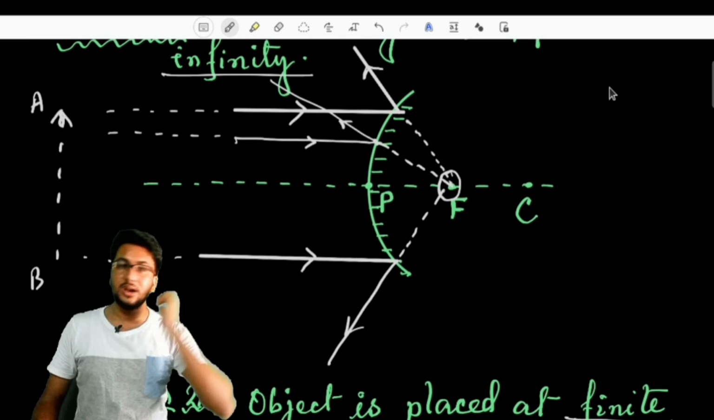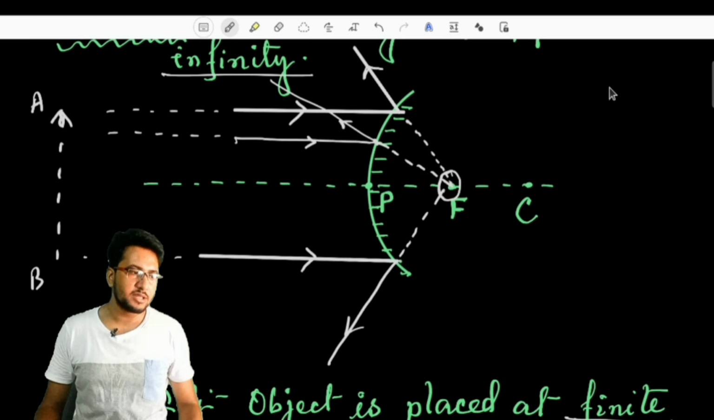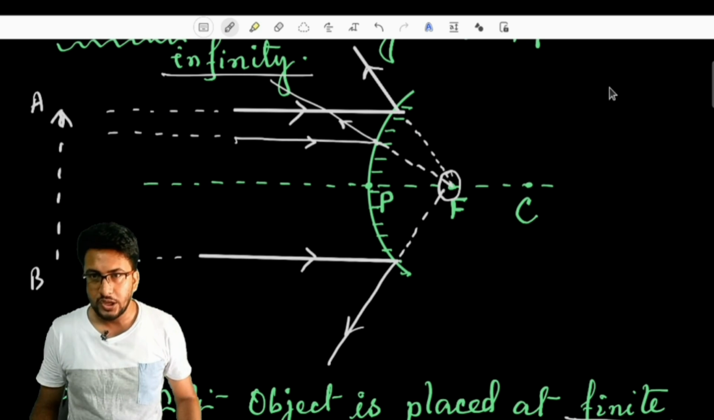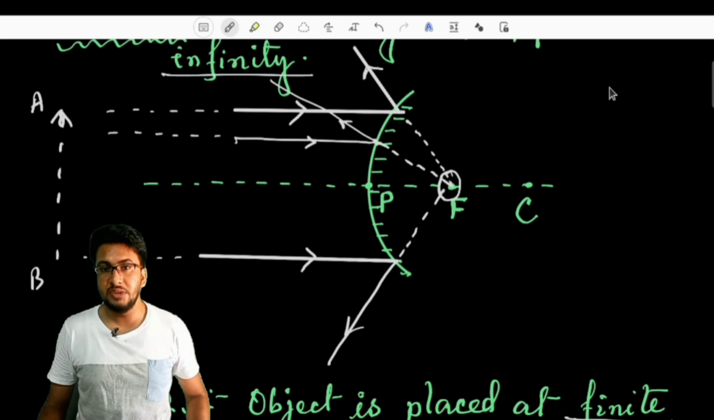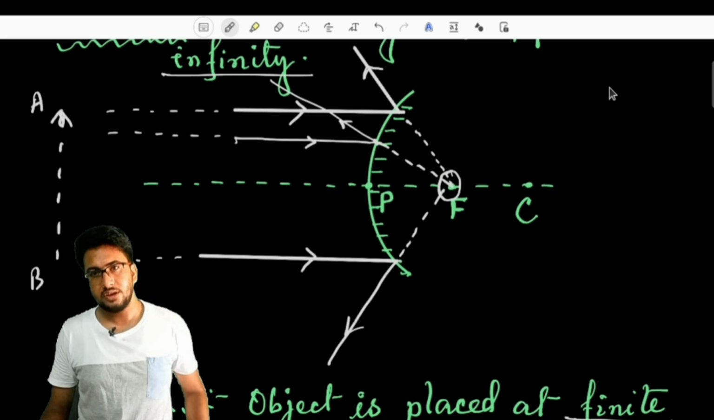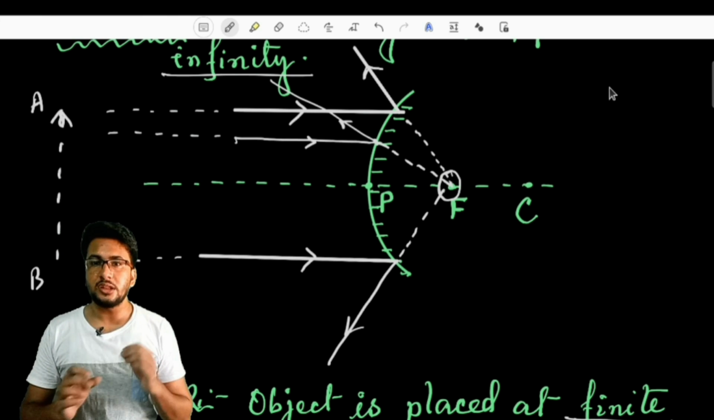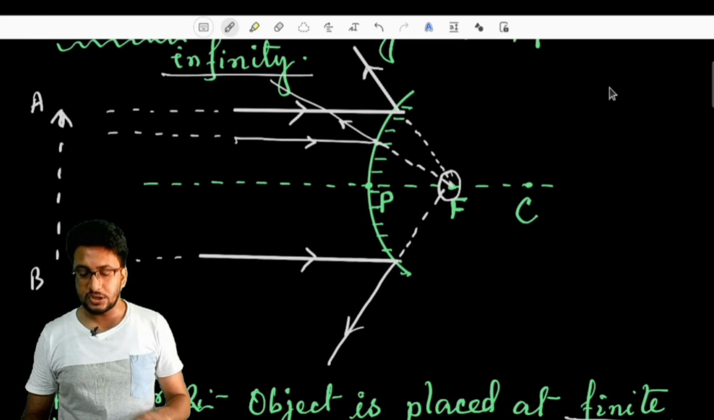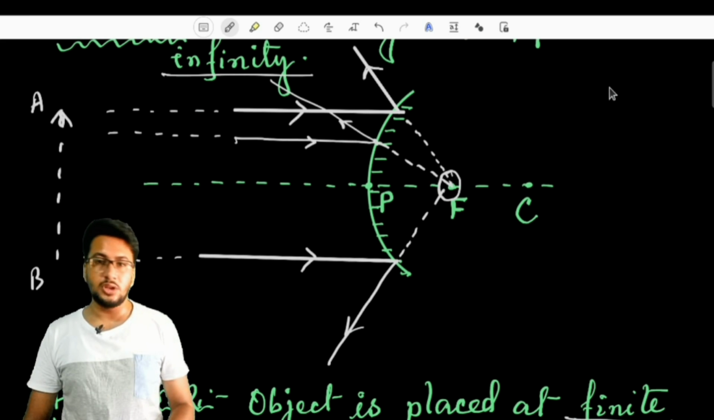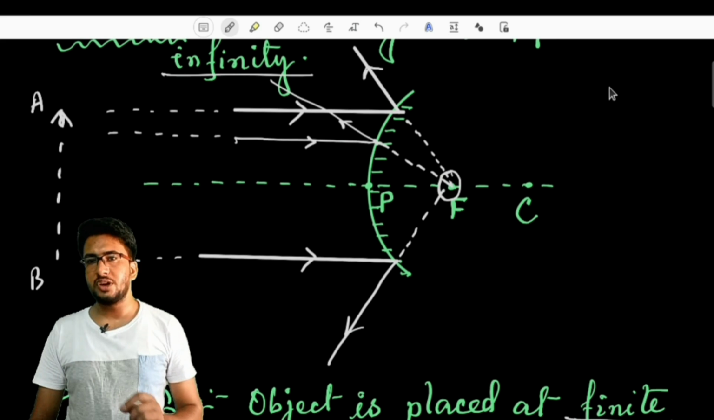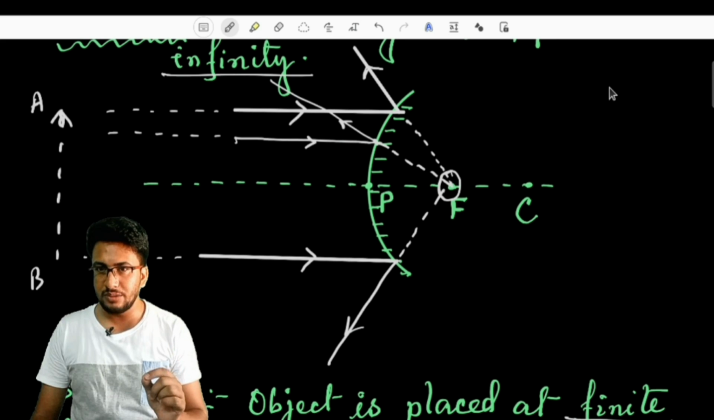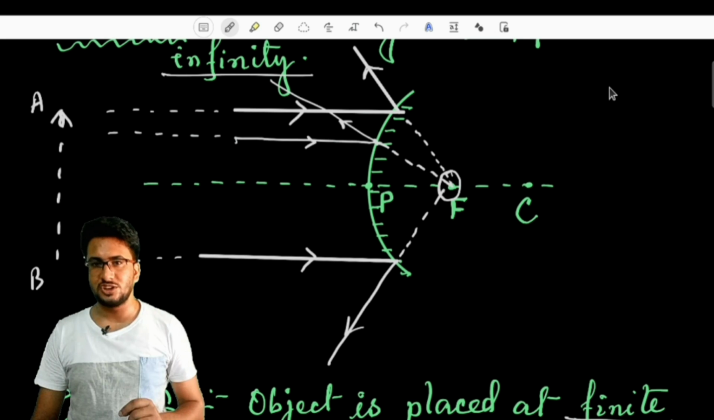So the point of principal focus is virtual to us. For that reason, the image we are getting will also be virtual, because the image is forming at the back end of the mirror. That's why we say that the image formed will always be virtual in this case. And whenever a virtual image is formed, the geometry is maintained in such a way that the virtual image will always be erect also.